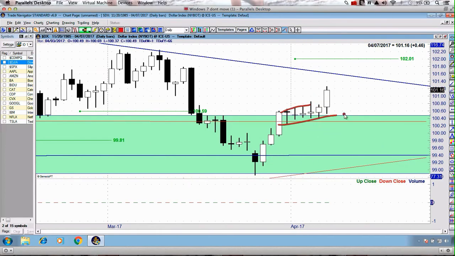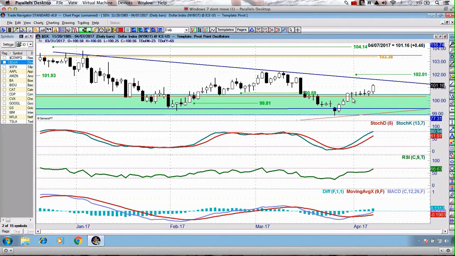We did see a little short-term consolidation here over the past 1 week, but again, even at the close on Friday, we are continuing to see some very strong purchasing power flow back into the US dollar. You can see the stochastics, the RSI and the MACD supports this turn up.